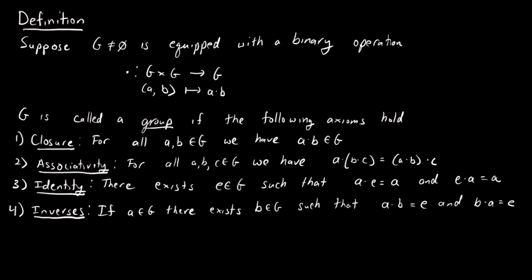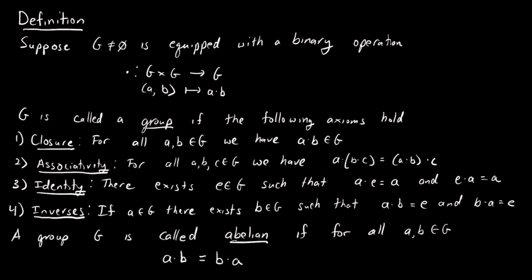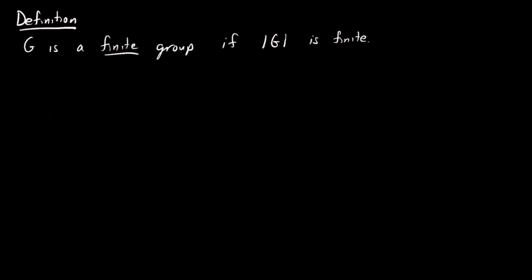You might ask, well, what about commutativity? Well, a group that is commutative, you can probably guess, is called an abelian group. So we'll call a group abelian if for all A and B in G, we have A·B is equal to B·A. So these are some of our basic definitions. Just a few quick definitions.